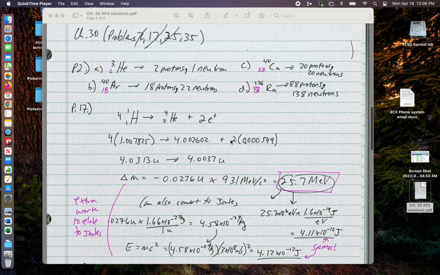For the problems, basically it is asking here what the charge is. So it's 2 protons, 1 neutron, because all helium has 2 protons, all argon has 18 protons, all calcium has 20 protons, and all radium has 88 protons. So the total mass would allow you to figure out that. And I want to make sure I'm answering these correctly, so I'm going to pull out my book.